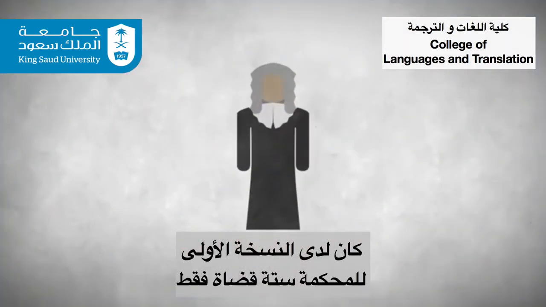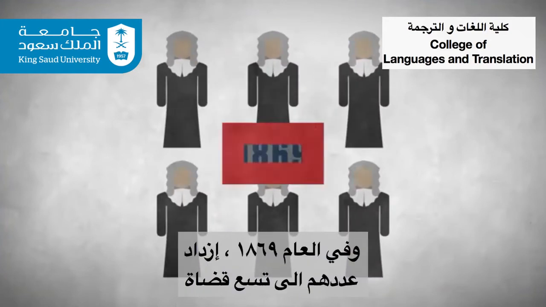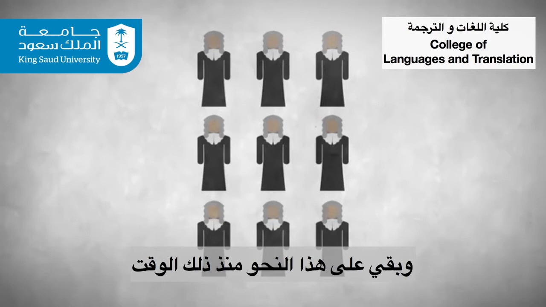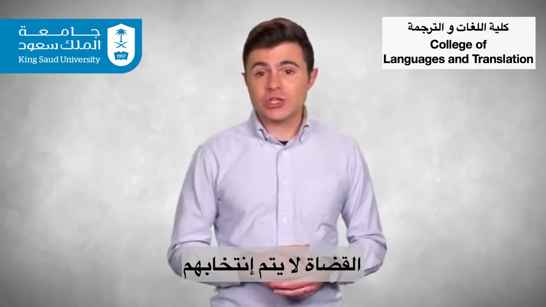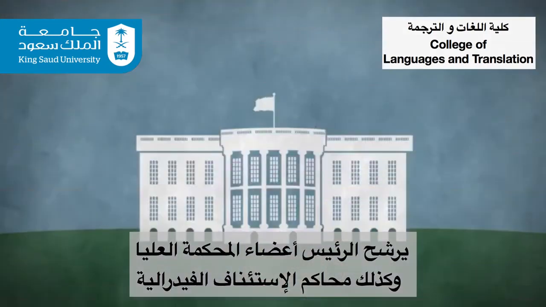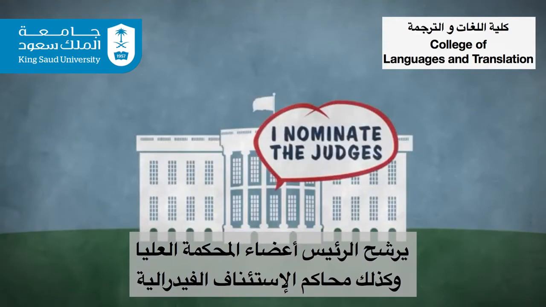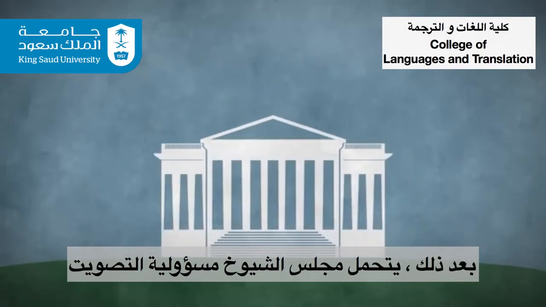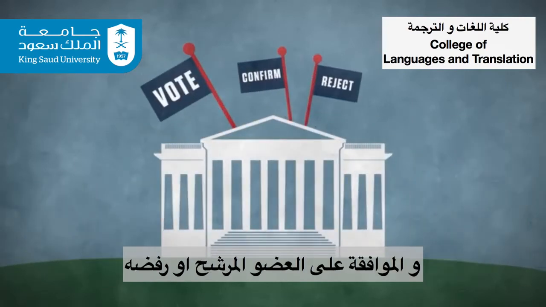The first version of the court had only 6 justices. In 1869, that number grew to 9 and has remained that way ever since. Unlike the other branches of government, justices aren't elected. The president nominates Supreme Court members, as well as federal courts of appeals and district court judges. The Senate then has the responsibility to vote and confirm or reject the appointment.